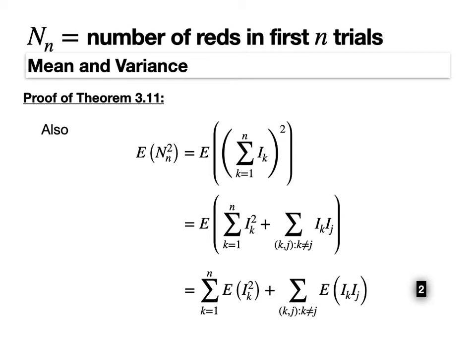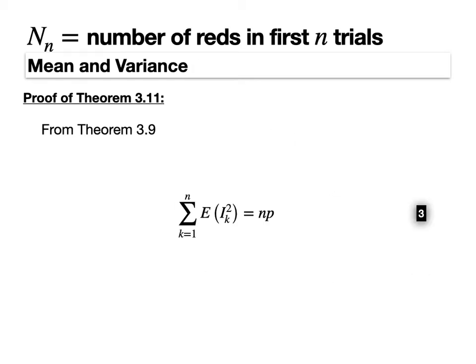Now, the first sum we can handle pretty easily because we know from our previous theorem that the expected value of I sub k squared is also p. So that sum is just the sum of n copies of p, and it's again n times p. So that's that first term there.